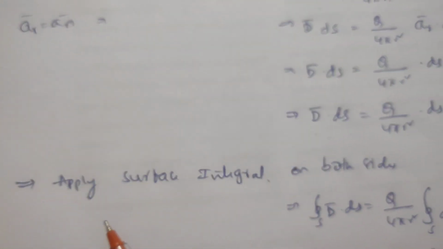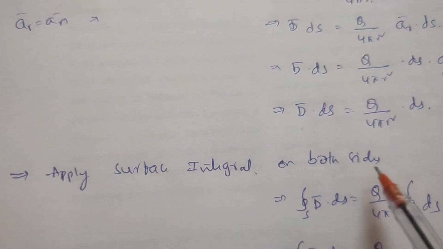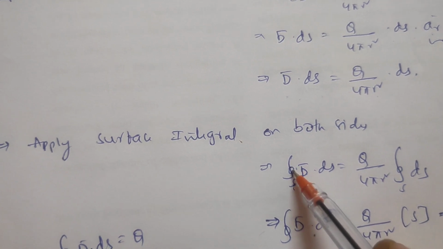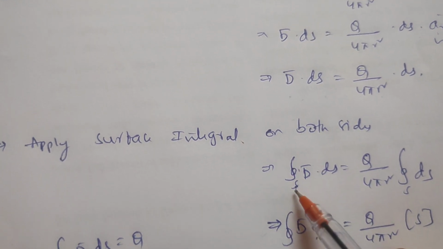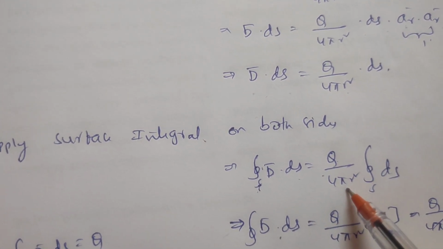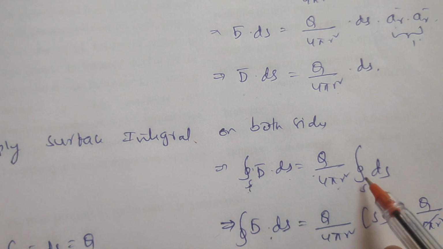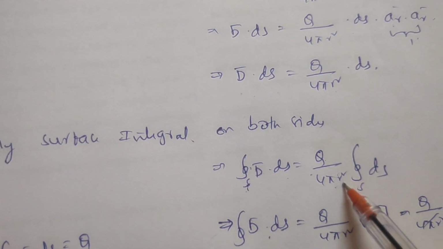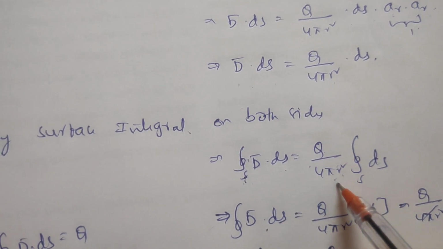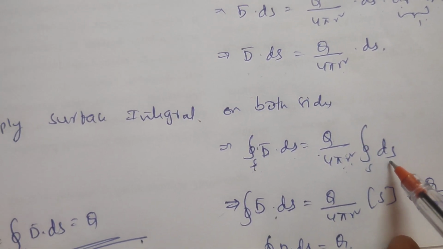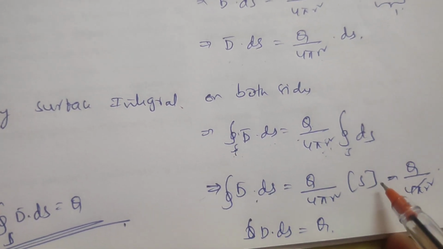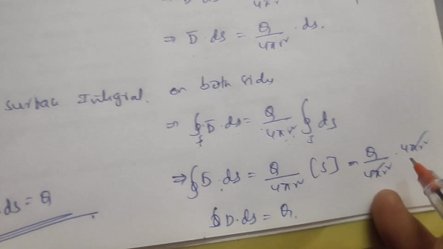So here I am applying a surface integral on both sides. This is the surface integral, and the circle on it indicates the closed surface. So the closed surface integral of D dot ds should be equal to q by 4 pi r square, which is a constant term with respect to ds, so I am writing it outside. Therefore the surface integral of D dot ds is equal to q by 4 pi r square times the surface integral of ds. By integrating this we get the term S, which is the area of the sphere, that is 4 pi r square.